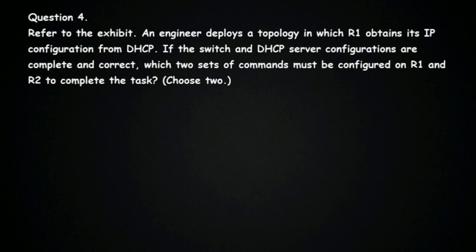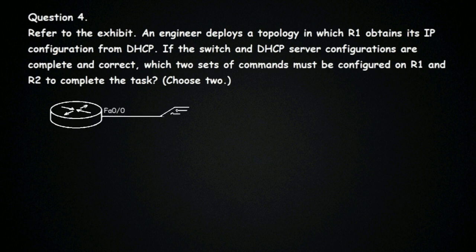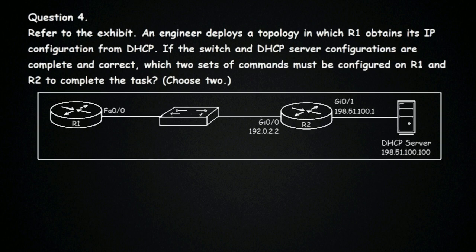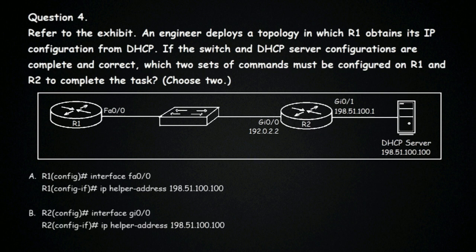Question 4. Refer to the exhibit. An engineer deploys a topology in which R1 obtains its IP configuration from DHCP. If the switch and DHCP server configurations are complete and correct, which two sets of commands must be configured on R1 and R2 to complete the task? Choose 2. Options.